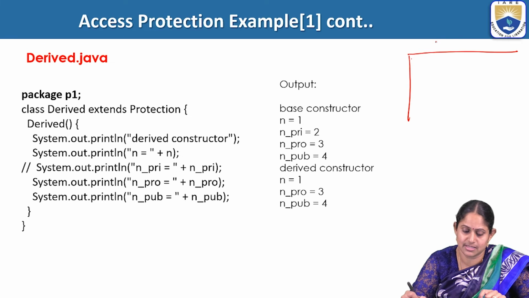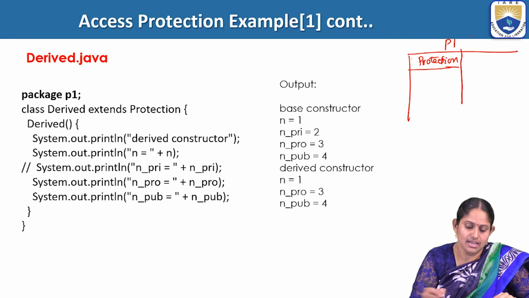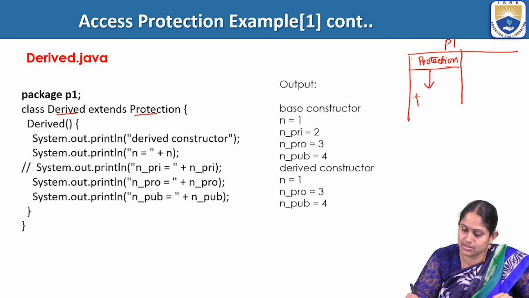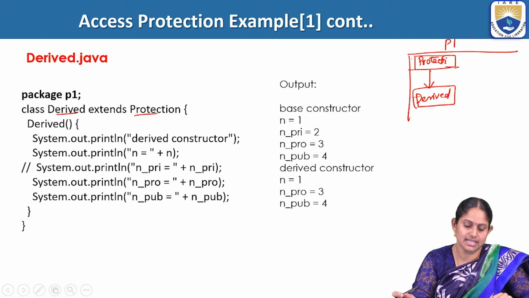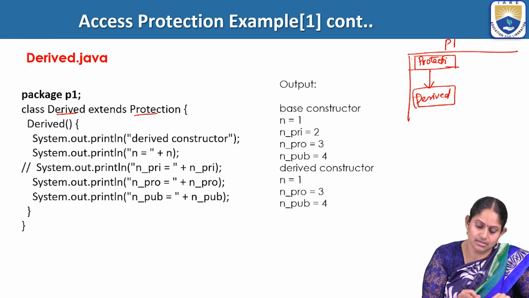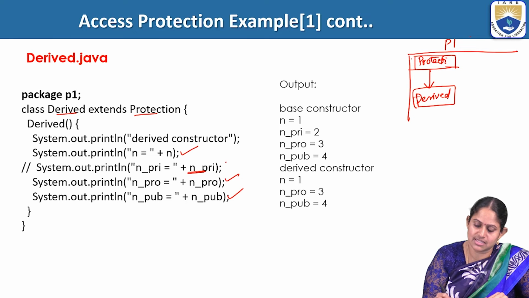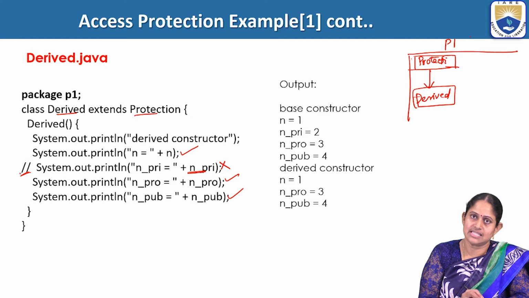So we already have the package P1 with the Protection class. Now from Protection we are deriving the Derived class. Both are inside package P1. Since the Derived class is a subclass of Protection, it cannot access its private variable. But other variables can be accessed. It can access the default, protected, and public, but it cannot access the private variable. That's why I have put it in a comment line. If you try to access this private variable, then you will get an error at this statement.